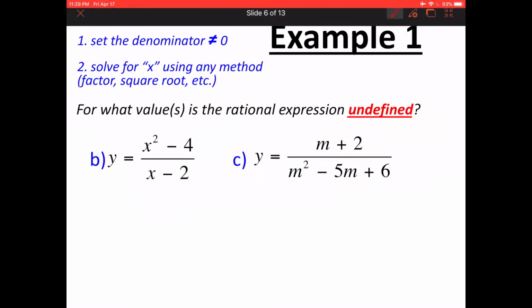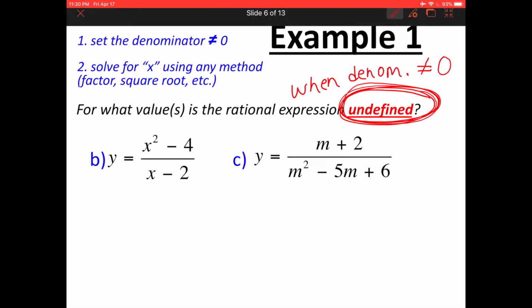For what values is the rational expression undefined? Again, you're going to see this terminology. You have to know what the question is asking you. That's part of the problem. Okay, guys? Knowing what the question is asking you. So when is it undefined? Undefined is when the denominator cannot be 0. So that's what I'm going to do.